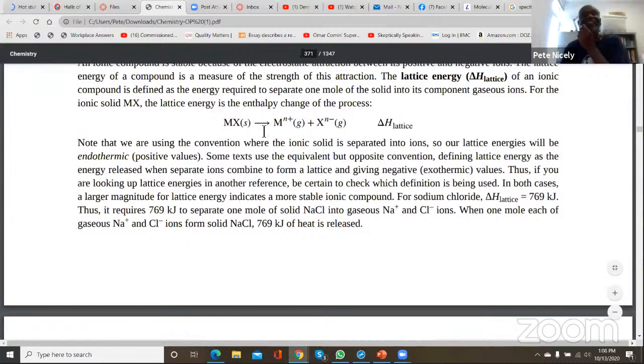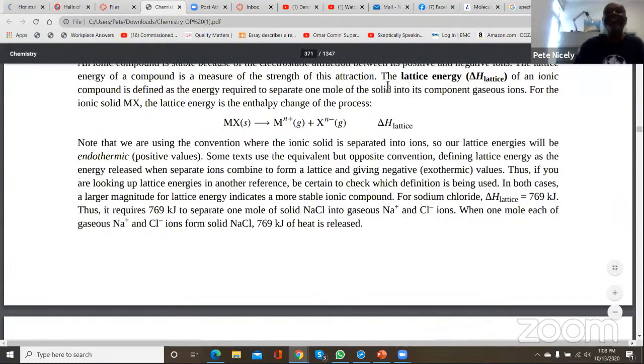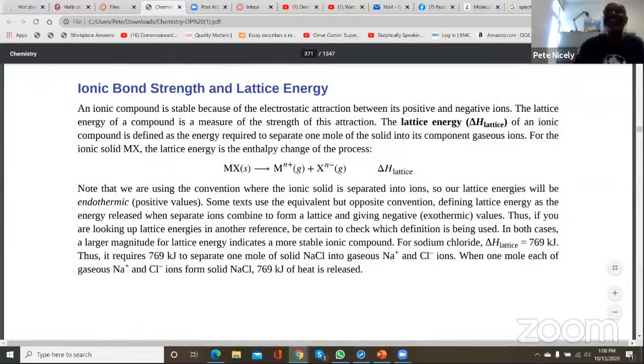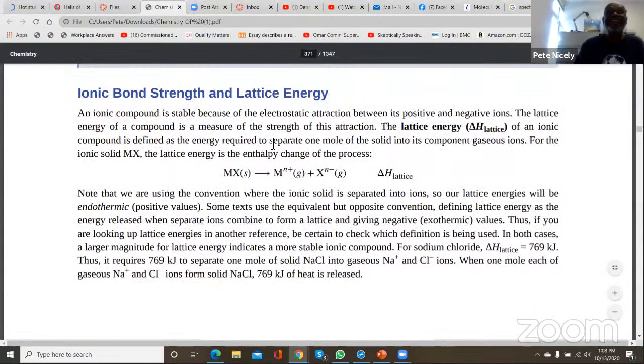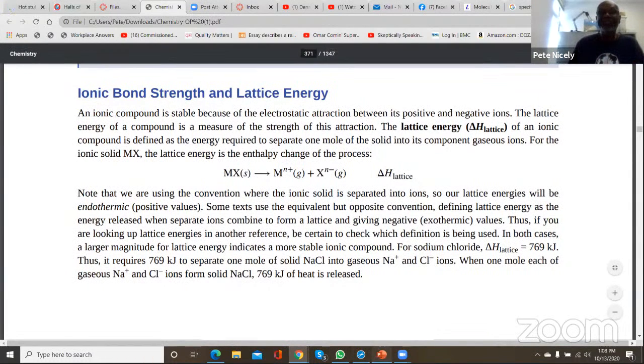Okay, so I was correct. The lattice energy is the energy required to break up the solid into its constituent ions, right? So that's the definition we're going to go with. As I said before, there are some textbooks which say the lattice energy is the opposite. So to avoid any possible confusion, we're going to go with this definition that you see. In fact, the definition is given in words right here. The lattice energy of an ionic compound is defined as the energy required to separate 1 mole of a solid into its component gaseous ions. All right, so that's the definition we will be going with for our purposes in this chapter.